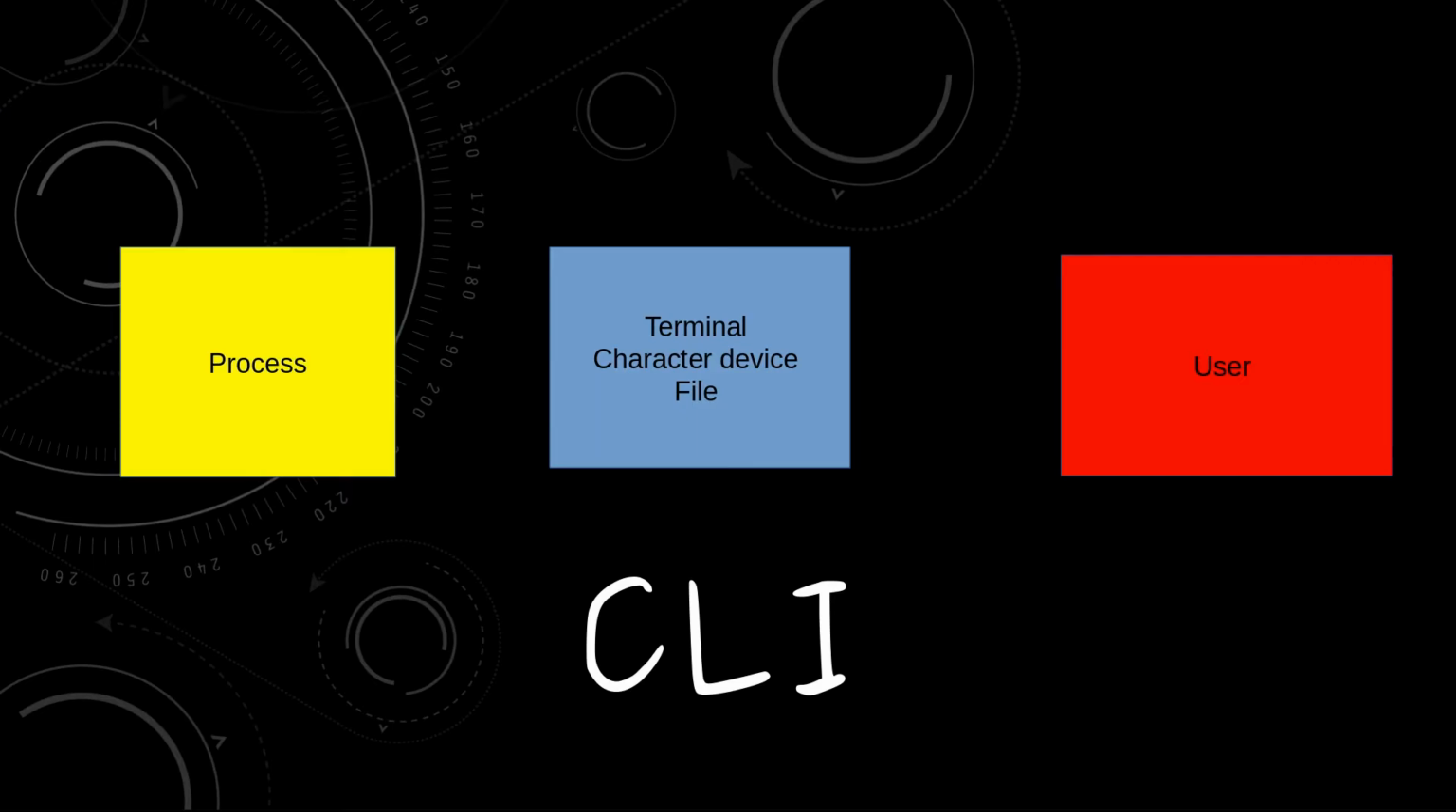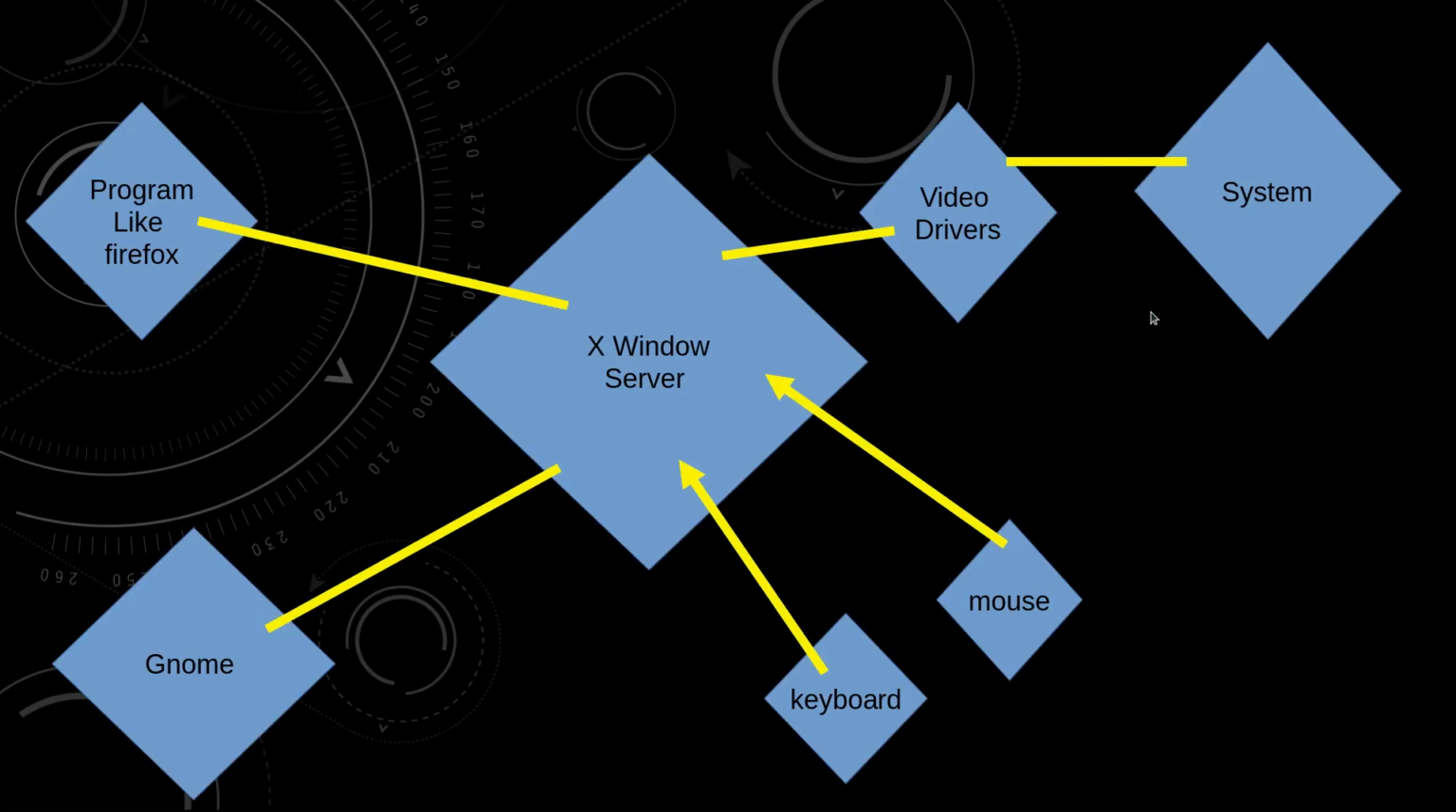Now we can understand how the command line interface works. When the user gives input, it is stored in the terminal character device file, and from there it is read by the shell and moved to the kernel, and the process is executed and the output is given back to this terminal character device file and then encoded into our command line interface.